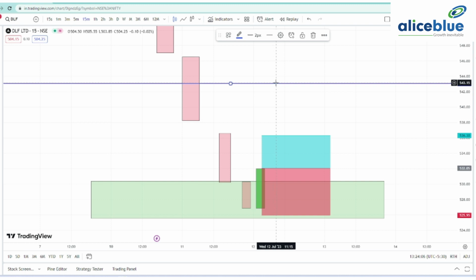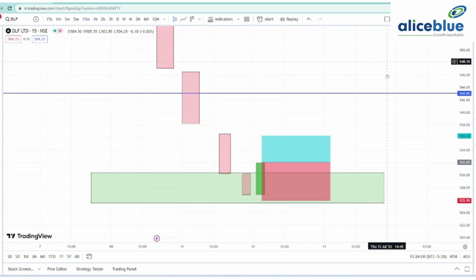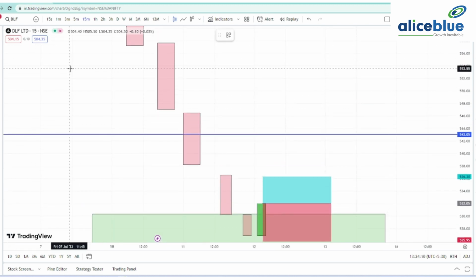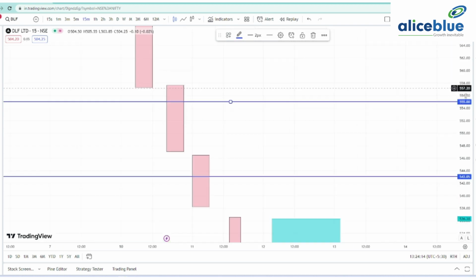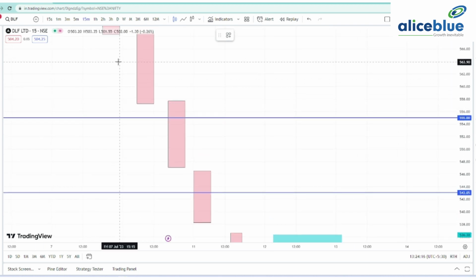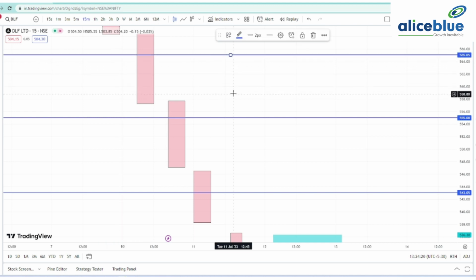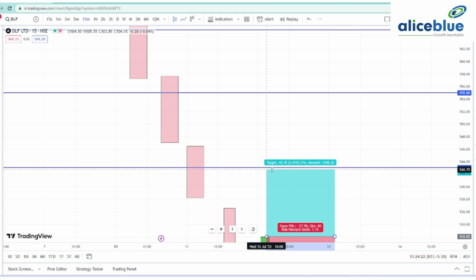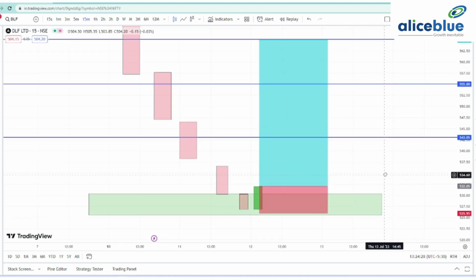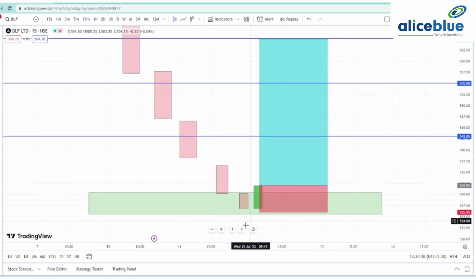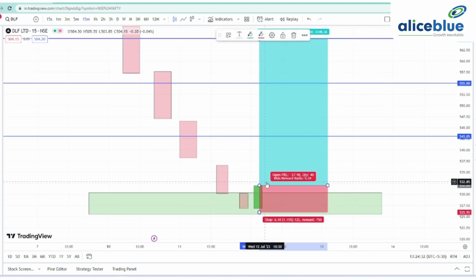If say for example 543 is a resistance, and 555 is the resistance, and 560 is also a resistance. Let's imagine 565 is also a resistance. And these resistances will be our target 1, target 2 and target 3. So this is how we can use the bullish engulfing candlestick pattern as a proper reversal confirmation candlestick.